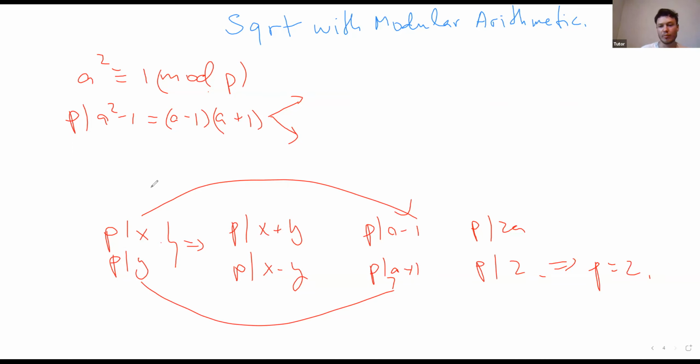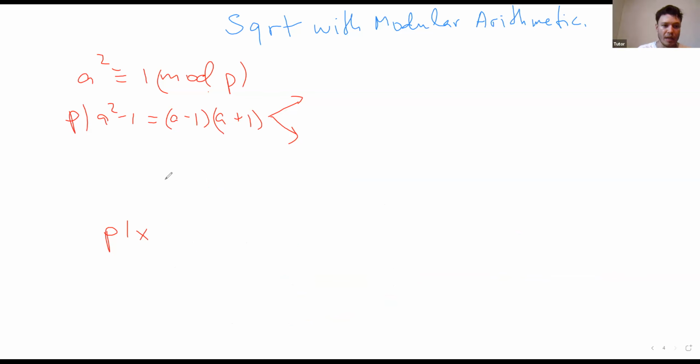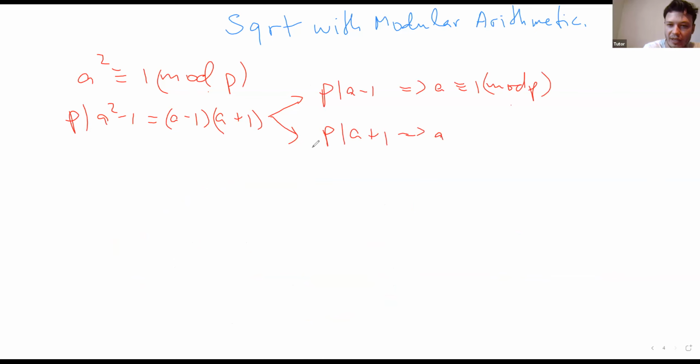But let's look at the case where p is greater than 2. So let's just skip this part. Well, I guess then there's going to be only one option. p either divides the first or the second. So you either have that p divides a minus 1 because p is a prime, or p needs to divide a plus 1. Well, what does this mean? Well, this means that a is going to be congruent with 1 mod p, or it means that a is going to be congruent with minus 1 mod p.